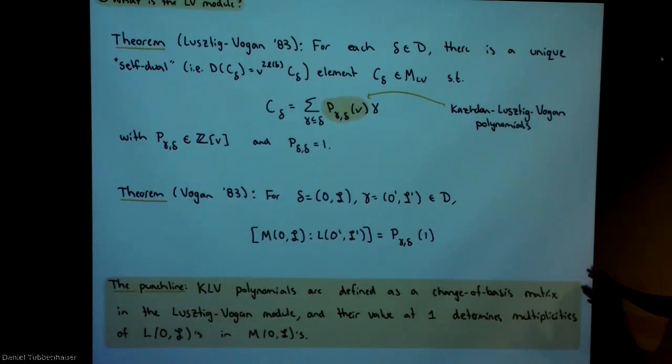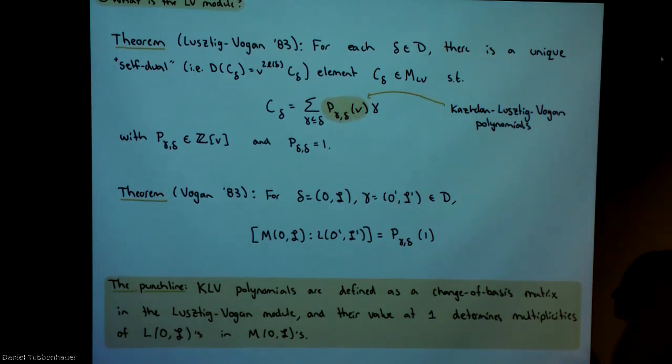Okay, so the punchline of this whole first section is just that we've defined a set of polynomials as the change of basis matrix in some module, and their value at 1 tells us something about an important multiplicity question that has relevance for unitary representations.